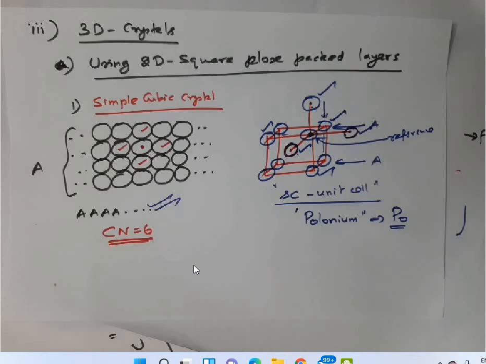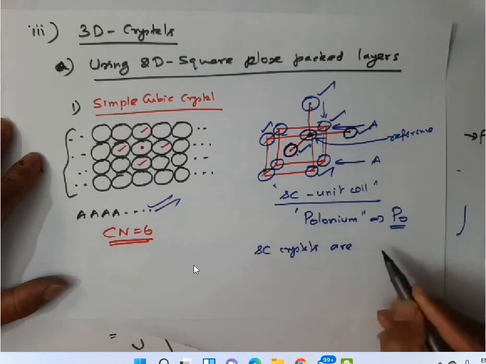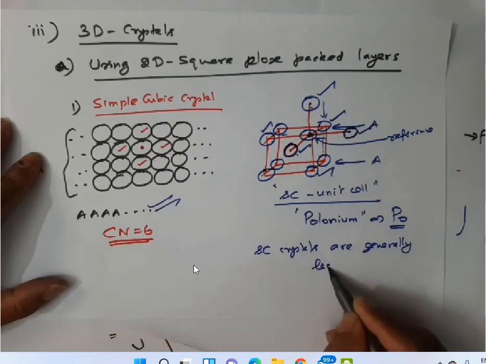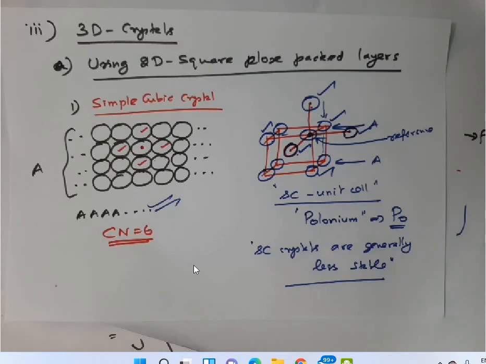Why? Because simple cubic crystals are generally less stable. Why less stable? Because you are placing one atom over another atom. If you imagine the atoms as spherical balls, if you place one ball over another ball, it cannot be stable. You know very well polonium is a radioactive element, which is also unstable. That is why most elements in the periodic table exist in other forms, not in simple cubic form. Simple cubic crystals are generally less stable. Keep this point in mind.